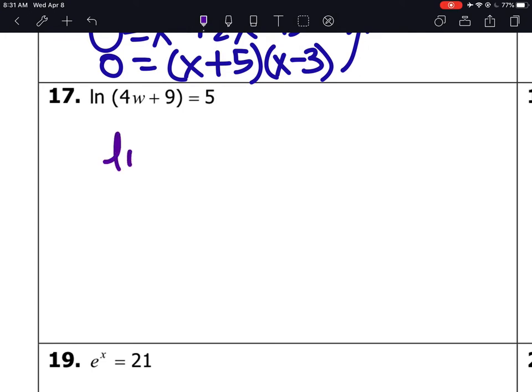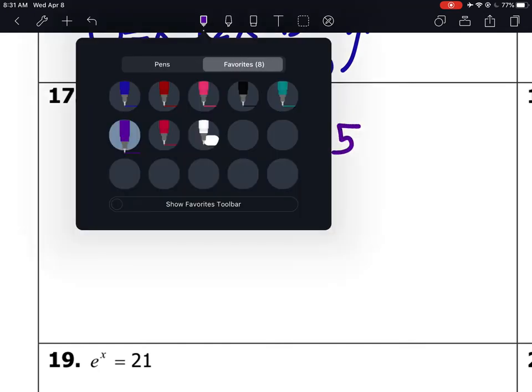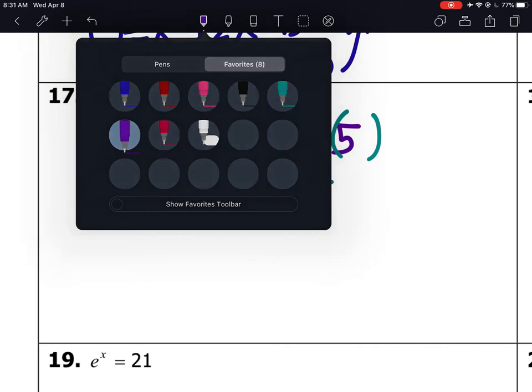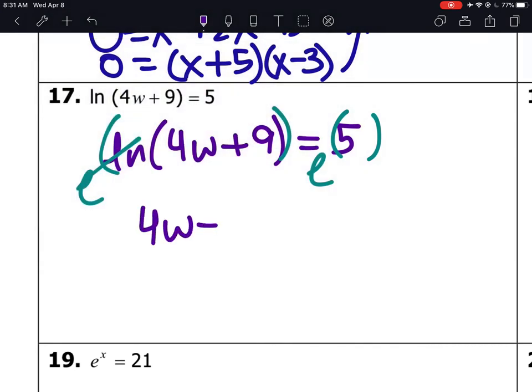All right, on to 17. So 17, I'm going to rewrite it right here, just so you can see what I'm about to do on both sides. On both sides, I'm going to do e to the power of, and e to the power of whatever I already had. These two will cancel. Then you get 4w plus 9 is e to the 5th power.